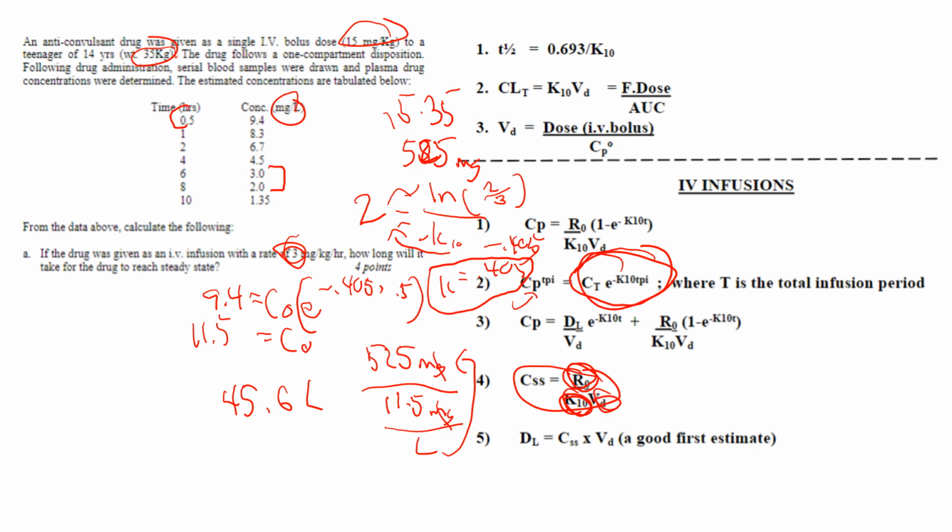So now we can get the steady state, right? Because it doesn't really matter that this is a 3 milligram per kilogram per hour infusion. Well, it does, right? It's our R0. But we can now find out when that gets there. And it's really easy because now we can just do 3 milligrams per kilogram. K10 is 0.405. And then our volume of distribution is 45.6. It's multiplication.